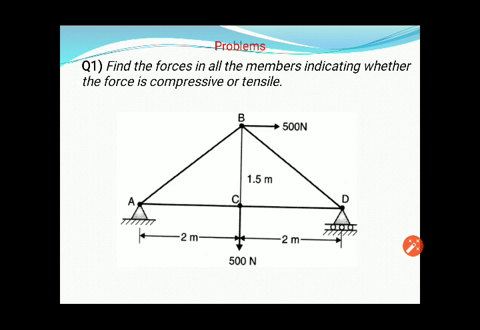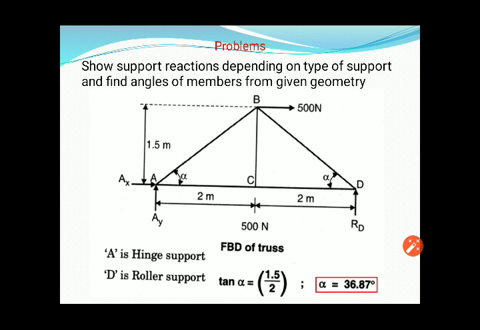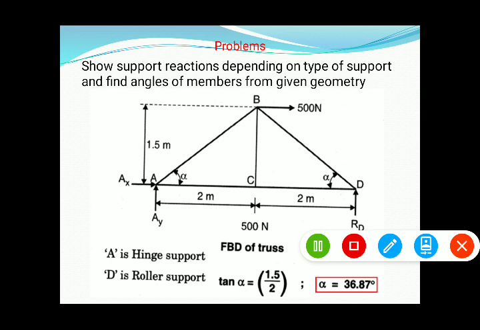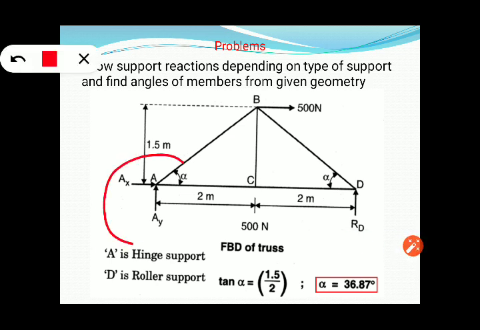To draw the free body diagram by separating the supports. So you can look here. Here, A, the hinge support, is replaced by two forces, AX and AY. Support D, the roller support, is replaced by a vertical force RD. And as it is, the external forces are shown.